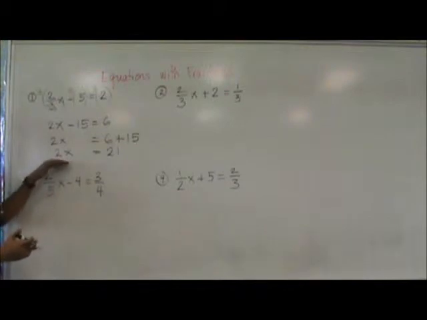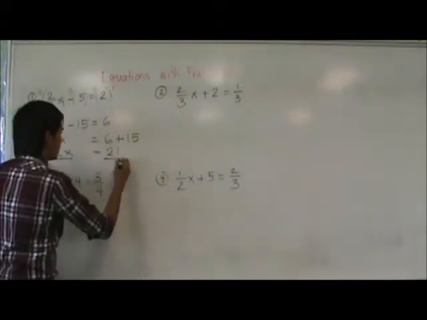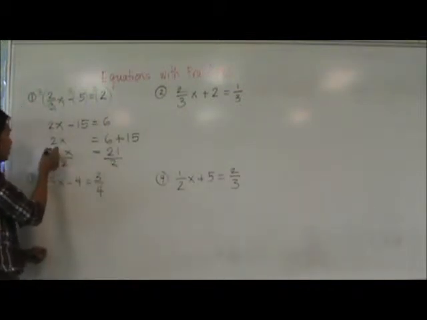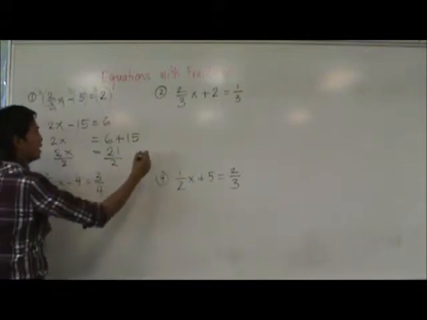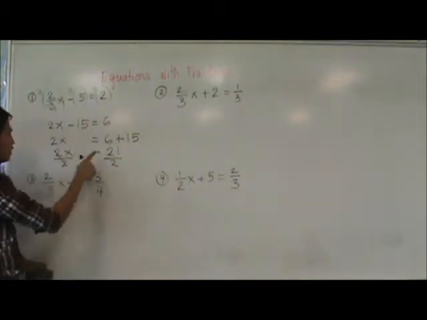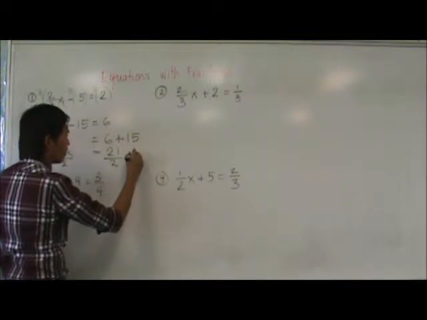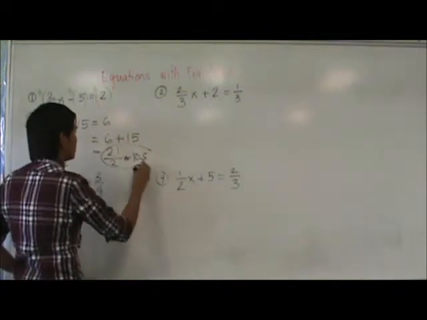But because we want to have x alone, and the operation between 2 and x is multiplication, we'll go ahead and use the inverse of multiplication, which is division. So we're going to divide both sides by 2, so we can get rid of the numerical coefficient of x, which is 2. Now x is equal to 21 over 2, or 10.5.